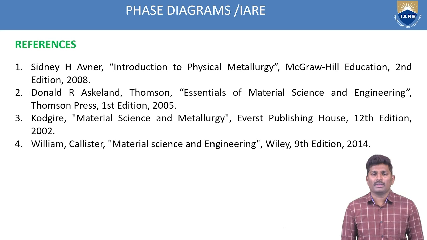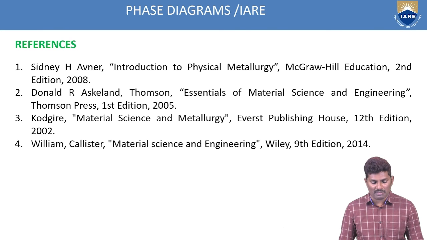If you want references regarding these phase diagrams and how to find the composition percentages of the different components, you can get them from these references. That is Introduction to Physical Metallurgy by Tata McGraw-Hill, and another is Essentials of Material Science and Engineering by Thompson, and another book you can refer to is Material Science and Metallurgy by Everest Publications, and the last book is Material Science and Engineering by Callister.